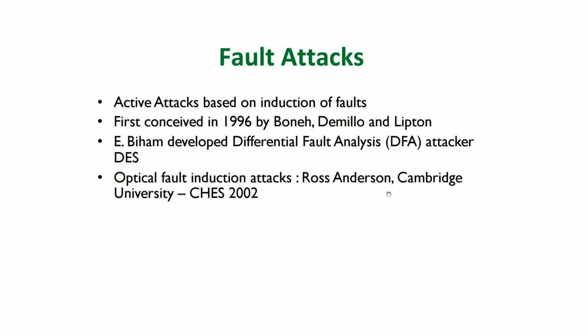What would happen when the fault is injected is that certain paths during the execution would get modified or skipped, and as a result the output from the encryption or the decryption would be incorrect. Now, the attacker would then use this incorrect output to gain secret information about the secret key.